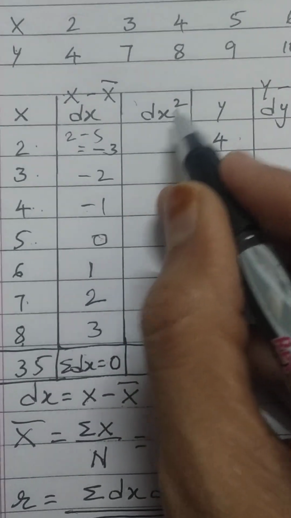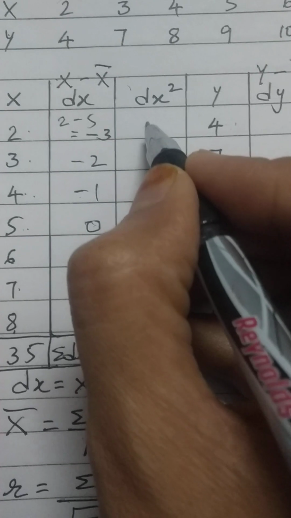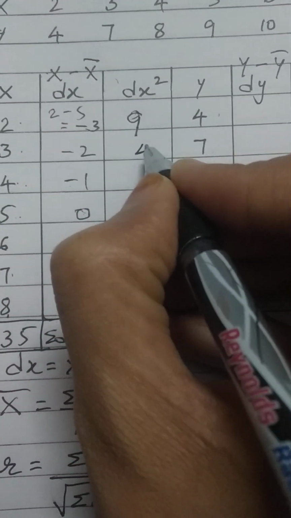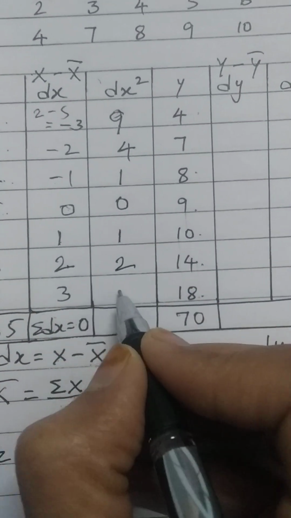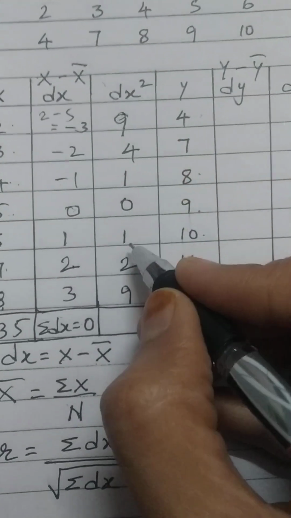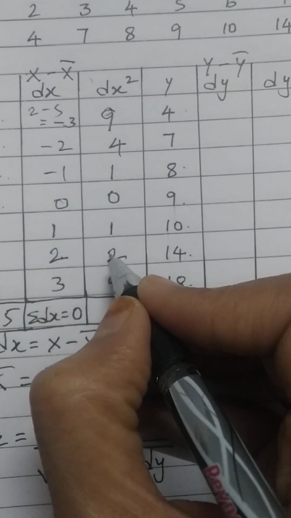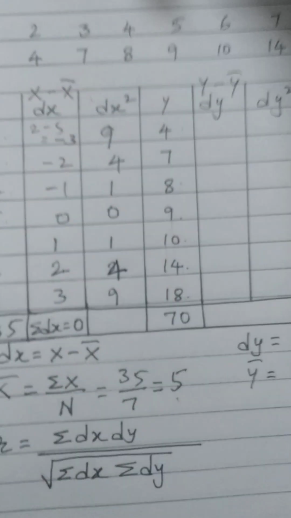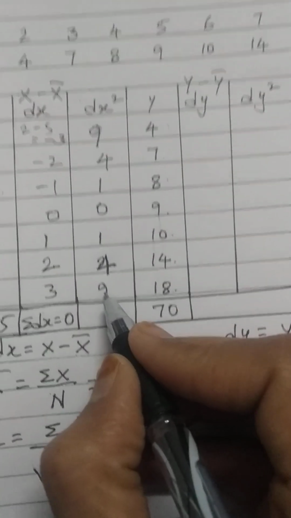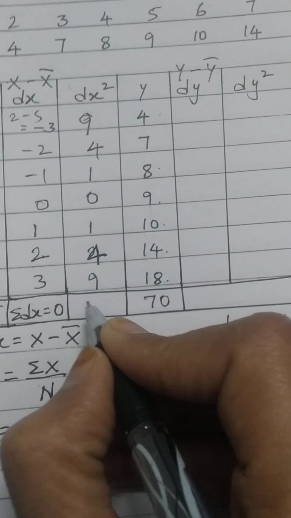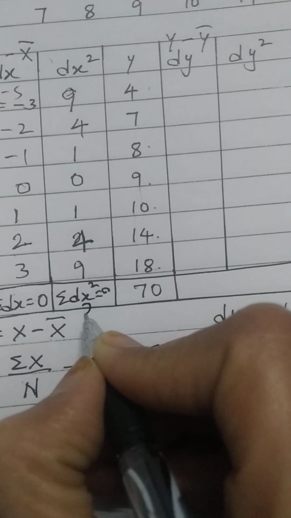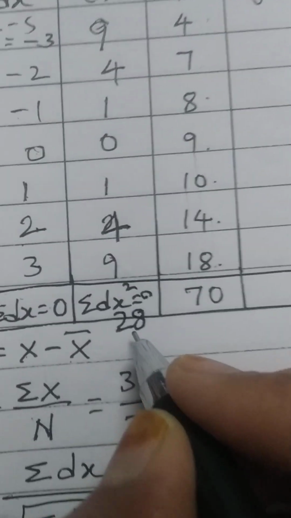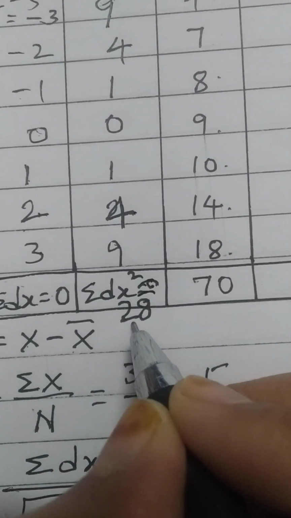Then dx square. That means minus 3 square is 9. I am writing here 9. Then minus 2 square is 4. Minus 1 square is 1. Then 0. 1 square is 1. 2 square is 4. 3 square is 9. So 9 plus 4 plus 1 plus 1 plus 4 plus 9, when I add this I will get sum of dx square is equal to 28. Are you able to see here? Sum of dx square is equal to 28.